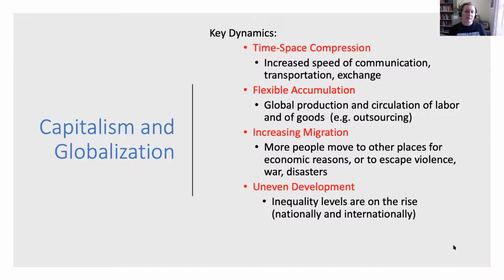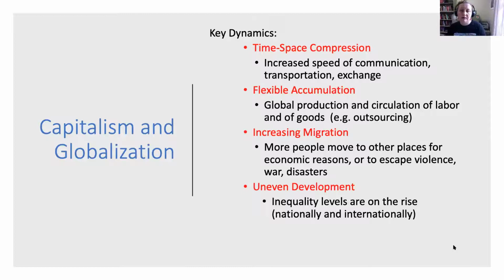Now, flexible accumulation was made possible by government regulations, right? So governments eased their regulations on tariffs and on trade, and so that made it possible for companies to set up shop in these other places. Now, a consequence of that has also been increased migration.